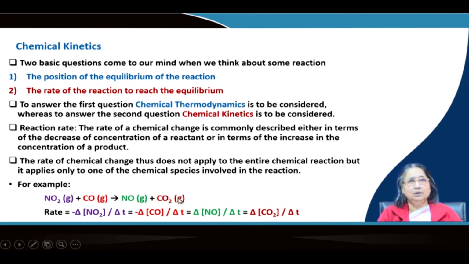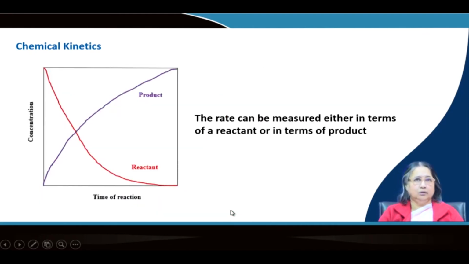But the only thing we have to remember is that if we express the rate in terms of the reactants, because the concentration is decreasing with time, a negative sign should be there. And if we describe it in terms of the product, it will not be a negative sign, but a positive sign, but both are okay.